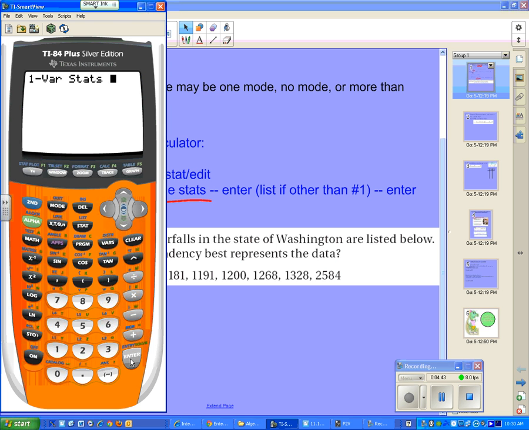Now, if you entered it in List 1, that's all you need to do. You press Enter again, and it's going to give you all your information. If you decided you don't want to put it in List 1, you want to put it in List 3 because you have stuff in the other lists that you wanted to keep, then you need to tell your calculator that and put in List 3, or whatever list you were using. Okay, so I pressed Enter. Everybody have this?